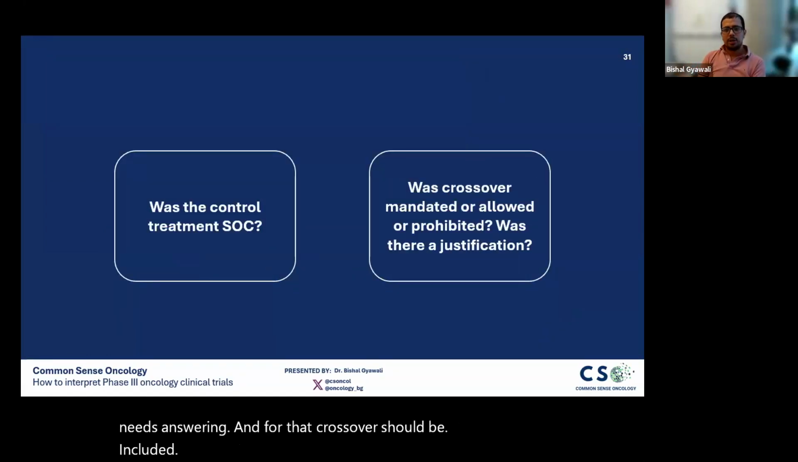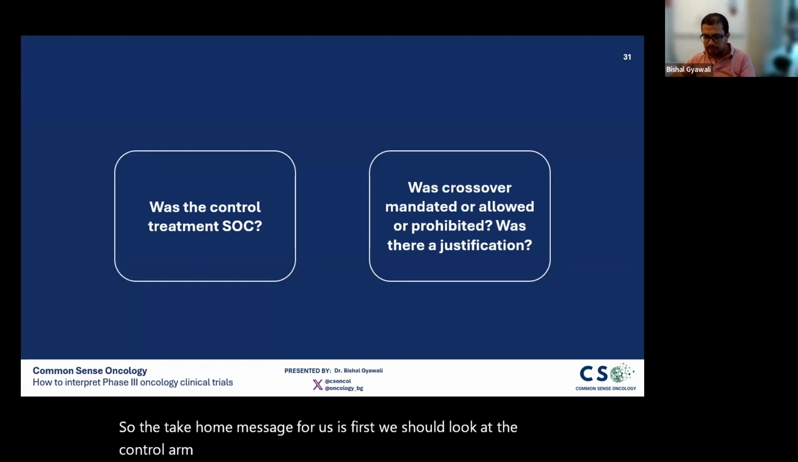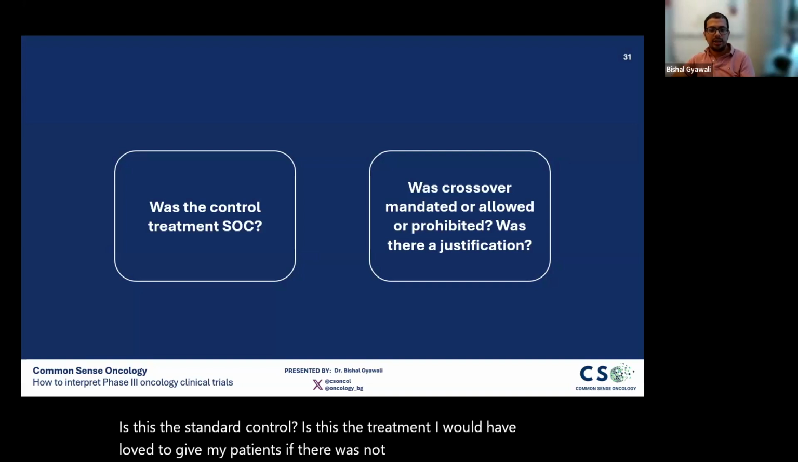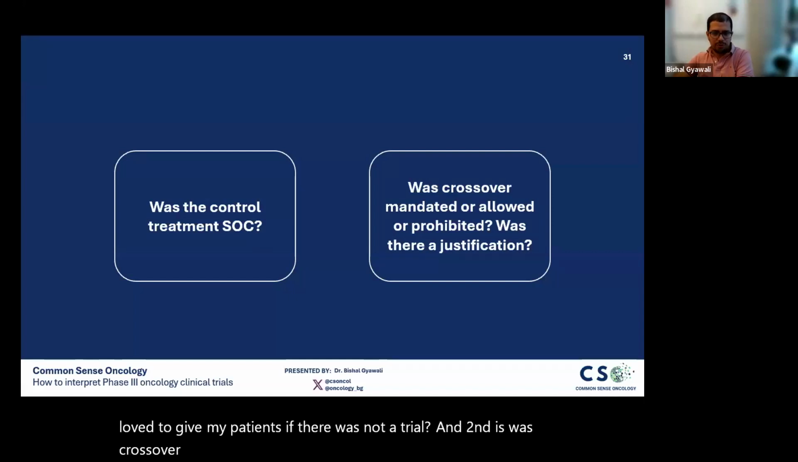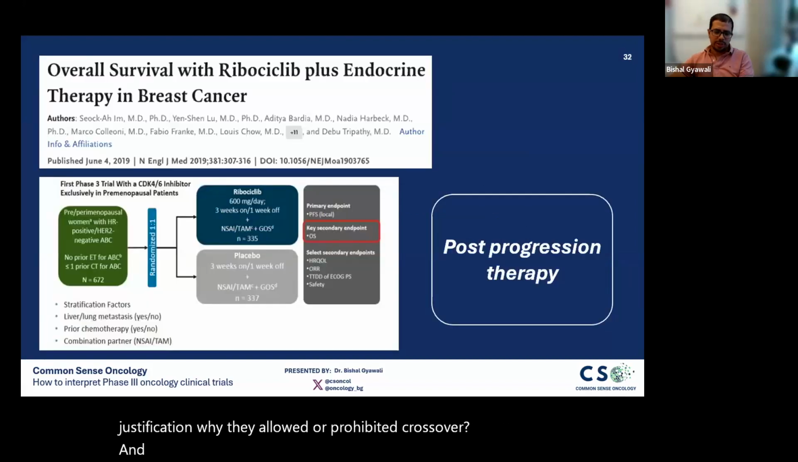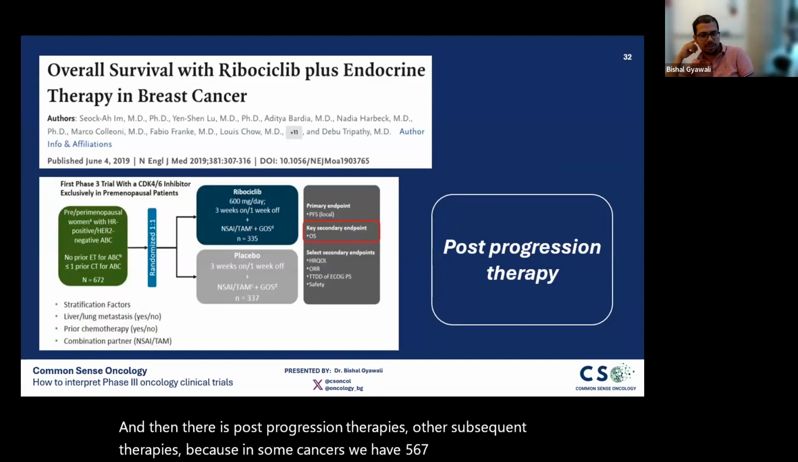So the take-home message for us is, first, we should look at the control arm and we should see, is this the standard control? Is this the treatment I would have loved to give my patients if there was not a trial? And second is, was crossover mandated or allowed or prohibited? And was there a justification why they allowed or prohibited crossover? And then there is post-progression therapies, other subsequent therapies, because in some cancers, we have 5, 6, 7, 8 lines of therapies now.